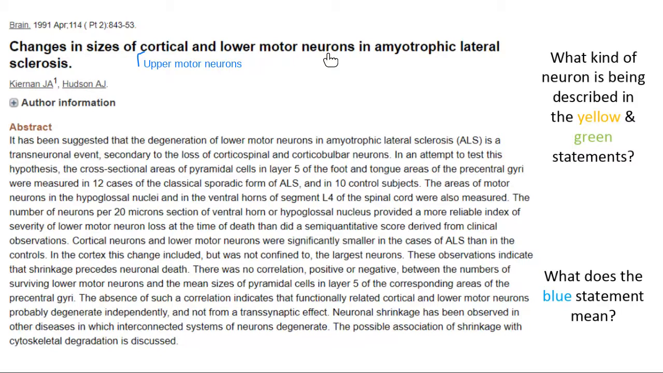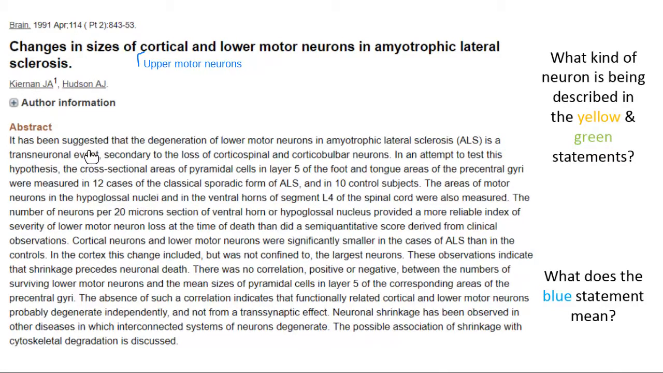The goal of this study was to figure out whether it was my upper motor neurons, my brain neurons, that aren't sending a message for muscles to contract, or whether it was my lower motor neurons, my neurons that talked to the muscles, that weren't sending the message for the muscles to contract. So let's look at this summary. I am missing my yellow and green parts, so we'll work together to figure out where yellow and green are. So let's look at our abstract here.